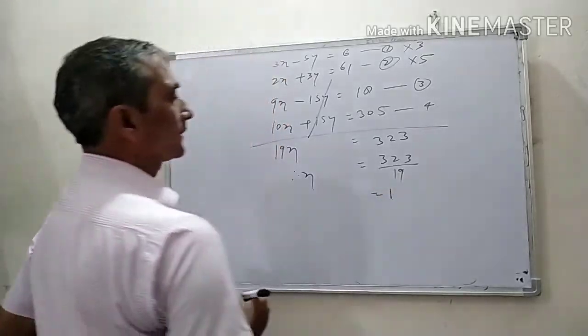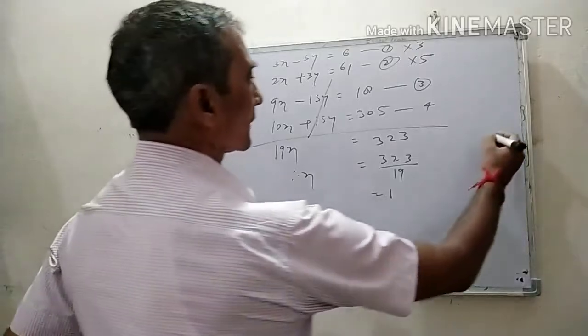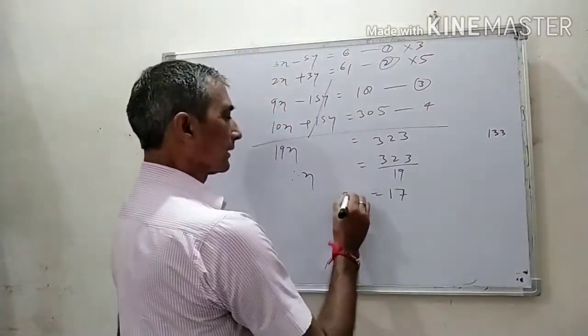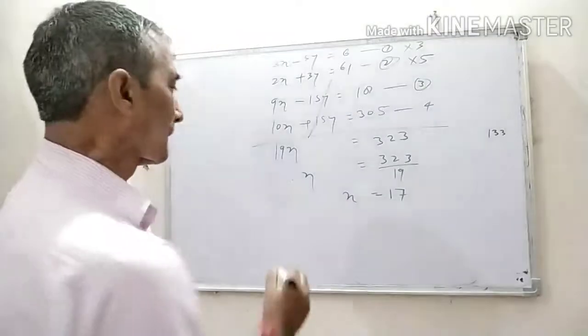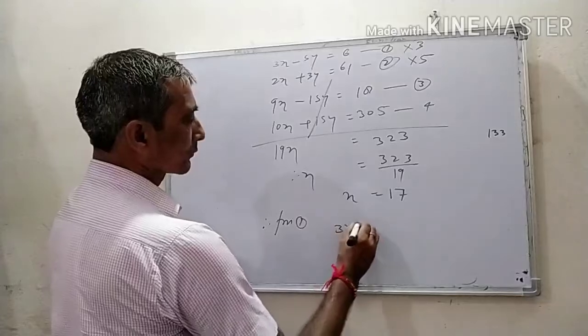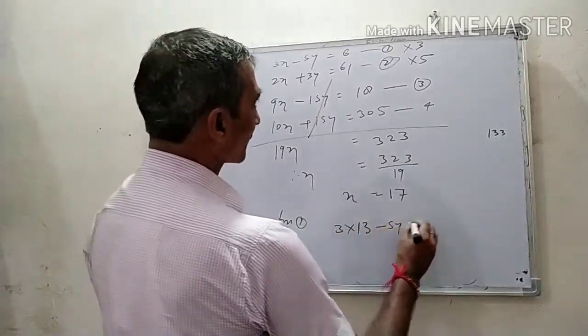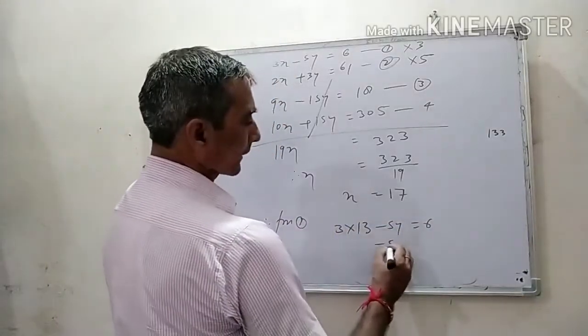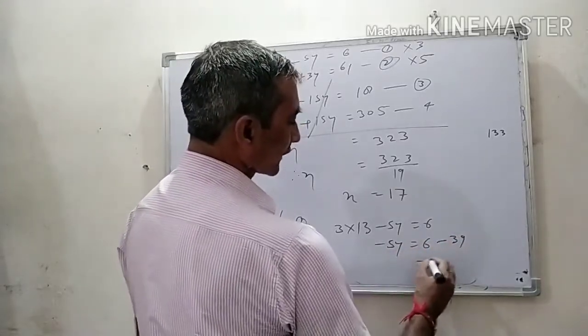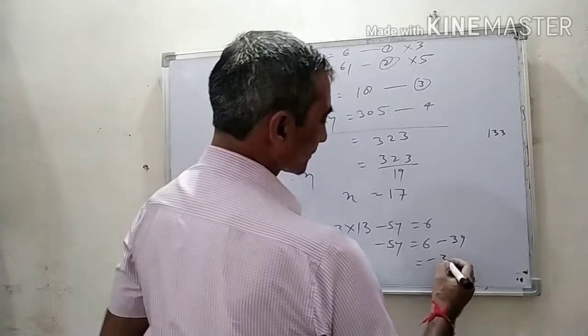19 times 17 is 323, so x equal to 17. Therefore, from 1, 3 into 17 minus 5y equal to 6. Now minus 5y equal to 6 minus 51. That is minus 45.